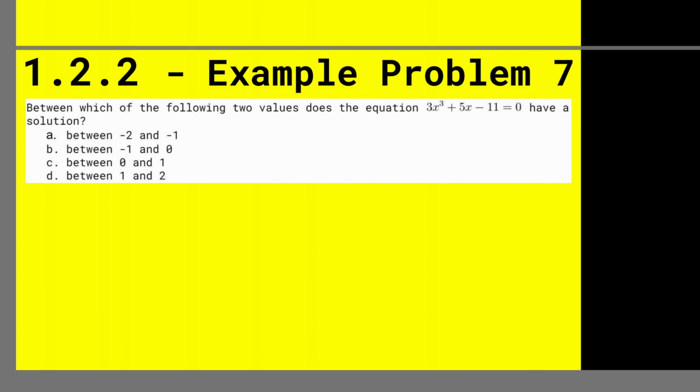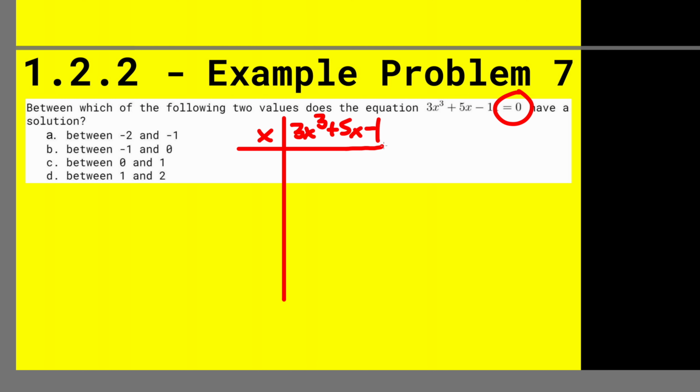Okay, last one that we're going to do, it says between which of these two values does this equal 0? Okay, the easiest way to do this is to plug in all of those x values, a, b, c, and d, to figure out, is one negative and one positive, and if that's so, then it actually can be equal to 0. So what I'm going to do is make a table. So we have x here, and then the other side of the table, we're going to have that 3x cubed plus 5x minus 1. Okay, and I'm going to plug in all of the values that are given in the multiple choice. So basically -2, -1, 0, 1, and 2.